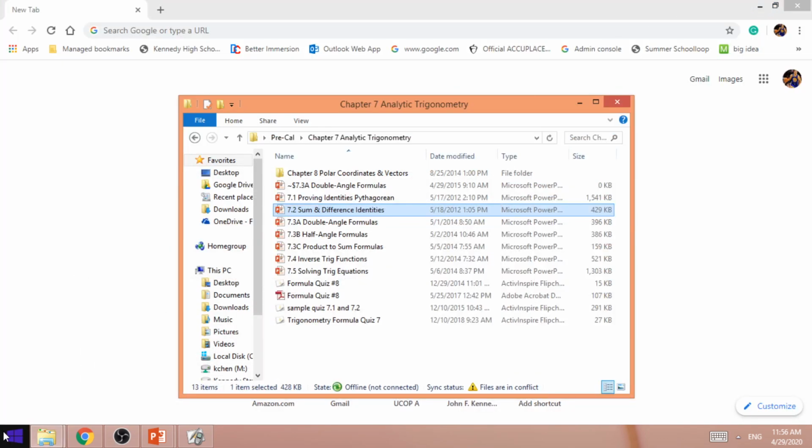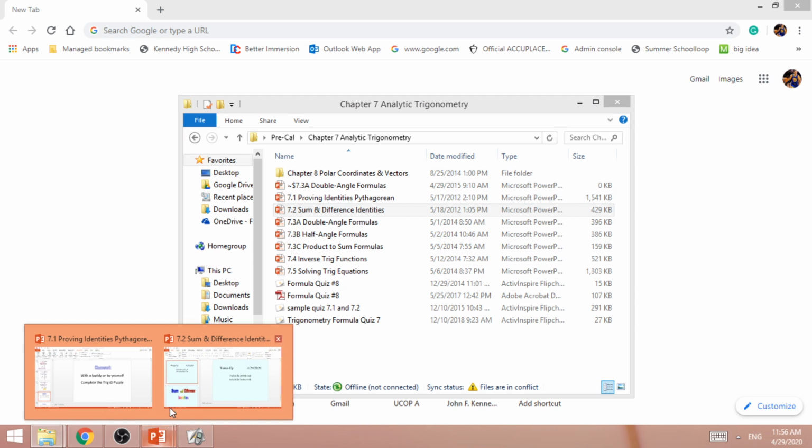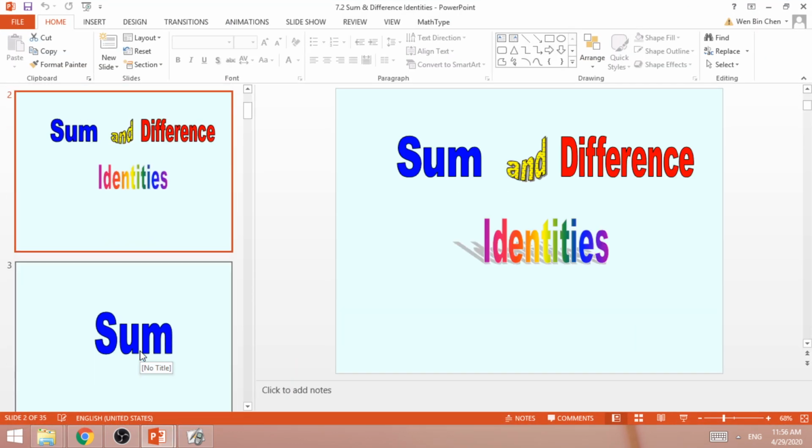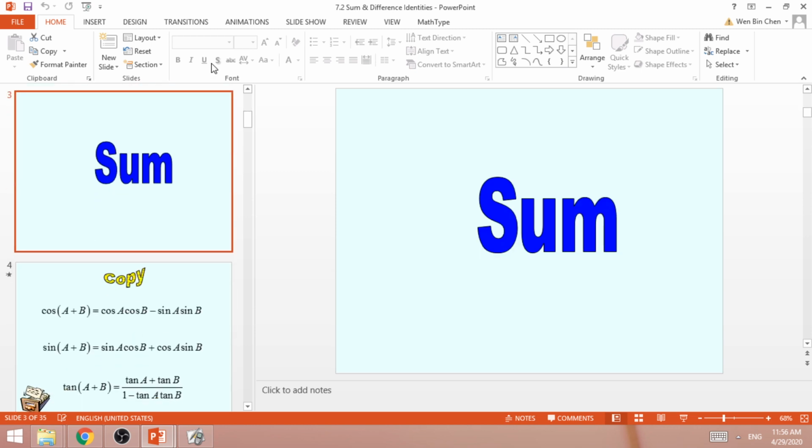So this one is section 7.2, which is sum and difference trigonometric identity. So sum and difference trigonometric identity. So we'll take a look at that.